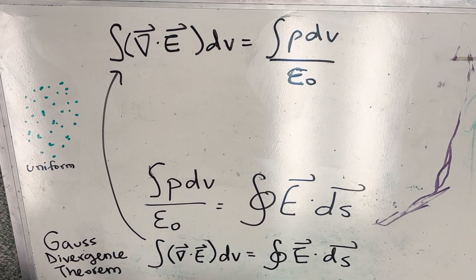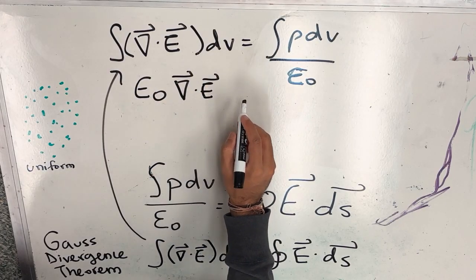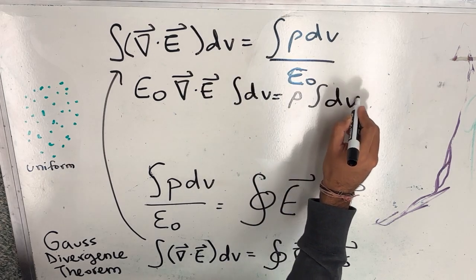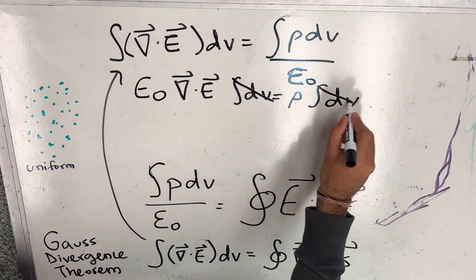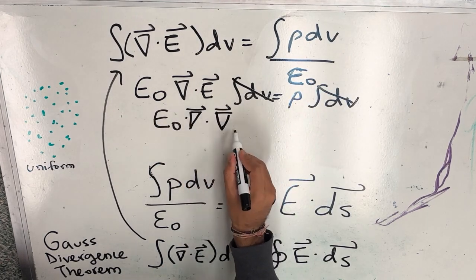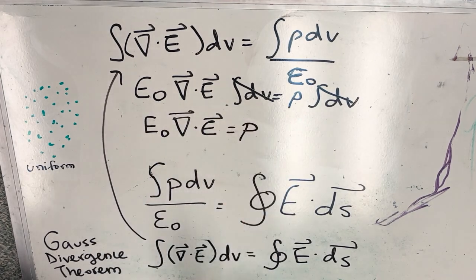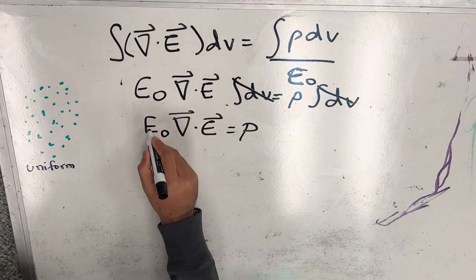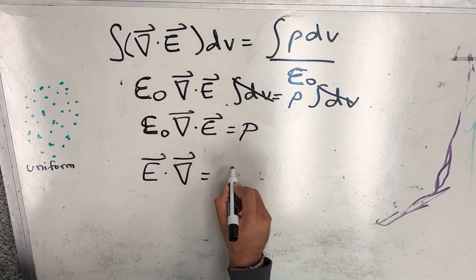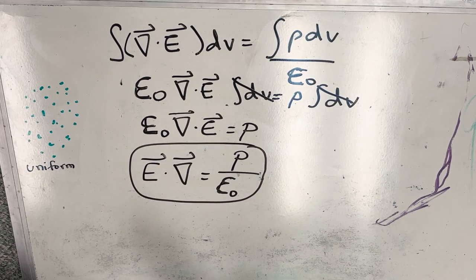I know that the del operator dot the electric field vector is a constant. It's a dot product, so I'm going to pull that out of the integral. I'm going to bring epsilon naught, my permittivity, to the left-hand side, and I'm going to pull rho out because I know that charge density is a constant on the right-hand side. The two integrals cancel out because they're the same term, and now I'm left with this. Without those two integrals, I'm going to rewrite this to say that the del operator dot the electric field vector equals the charge density divided by epsilon naught, the permittivity.